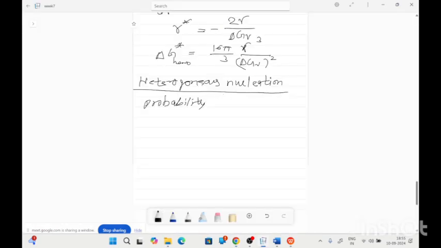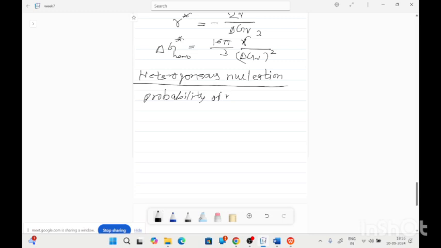So in heterogeneous nucleation, the probability of nucleating the solid is much higher on certain preferred sites, like grain boundaries, mold walls, and dispersed particles.